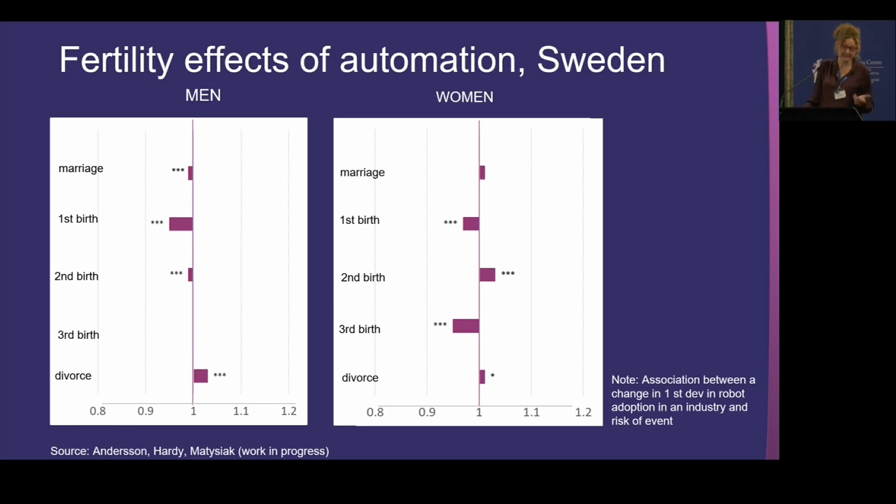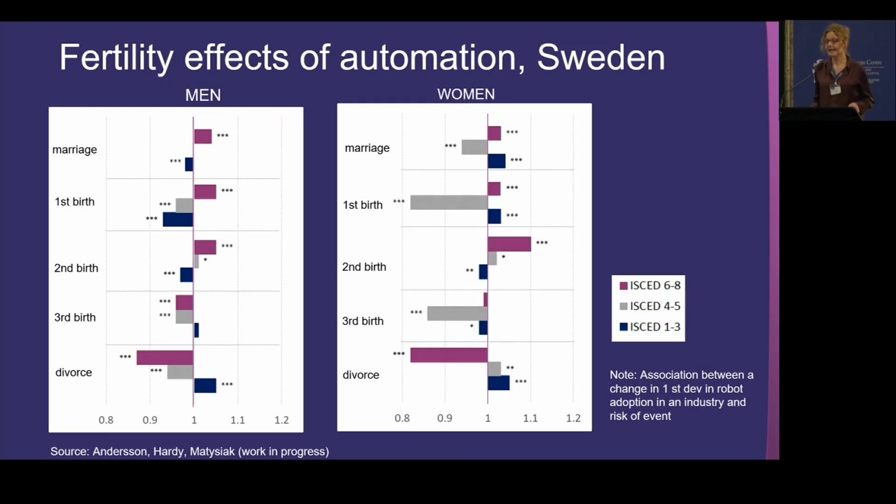It doesn't matter that they are significant, because this is register data, a huge sample. But then we thought, okay, let's interact this measure with the education of the worker, because we know that it is the low and medium educated workers who lose from robotization. Highly educated workers who are employed in these sectors probably do not fear being replaced by robots. And that's what we find.